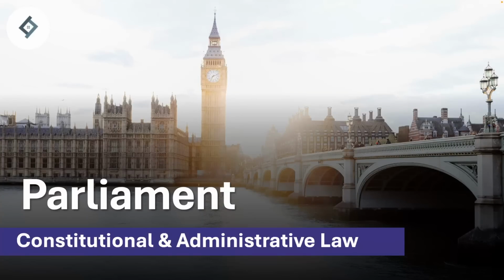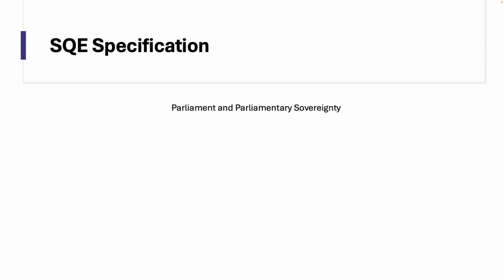Welcome back everyone to our studies in constitutional and administrative law. In this video we're finally moving on to the substantive content of the SQE specification, looking at the first part of the specification, that being Parliament and parliamentary sovereignty. We're going to spend a good amount of time on this. There are a lot of specific details that some of the textbooks and the specification refer to, and that I've seen some exam questions look at, exploring the nature of Parliament and some of its key institutions.